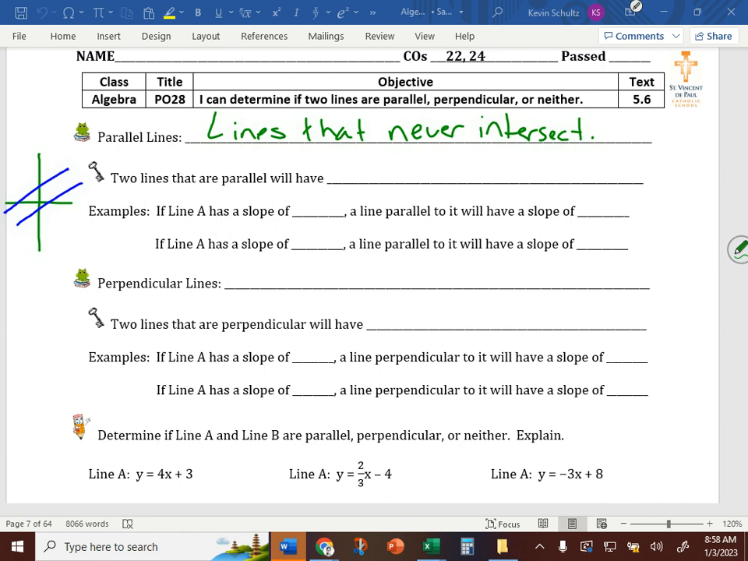The lines do go on forever. That's not why they wouldn't intersect, though. Katie? They have the same slope, right? Remember that what determines how a line moves across the coordinate plane is that slope.